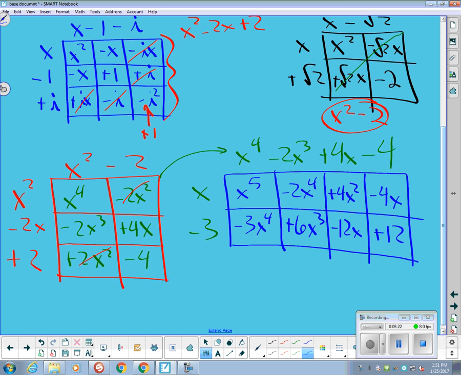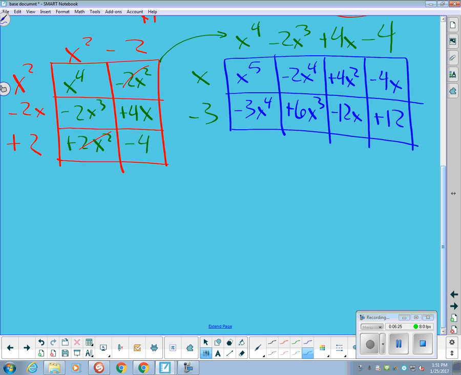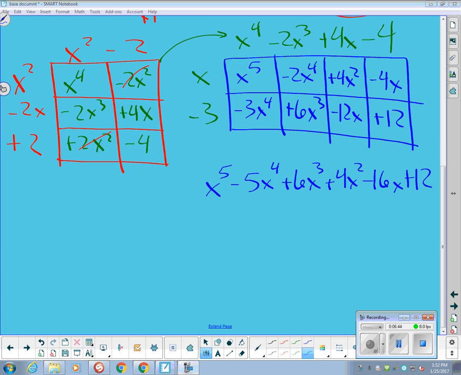So my final polynomial should be what I get when I add all these together. So I get an x to the fifth minus 5x to the fourth plus 6x cubed plus 4x squared minus 16x plus 12. And that, p of x, is our simplest polynomial that has the roots that we have listed there at the beginning.